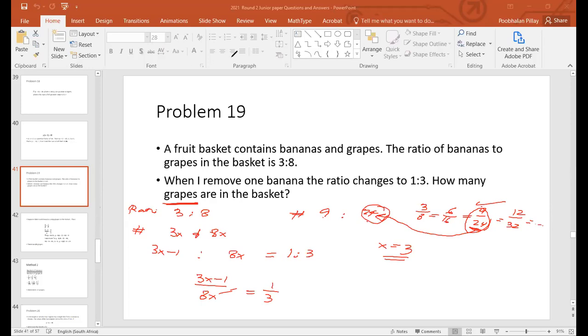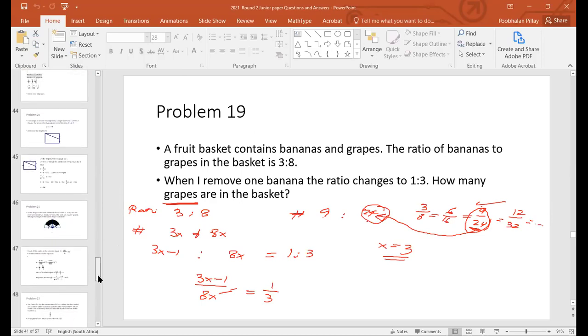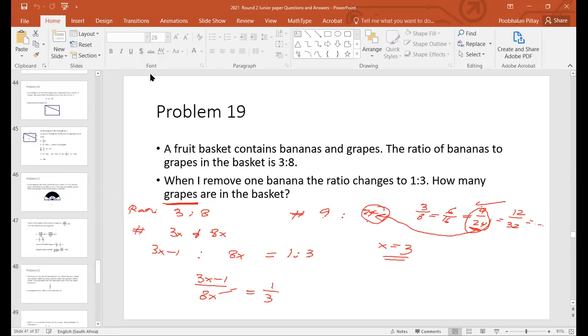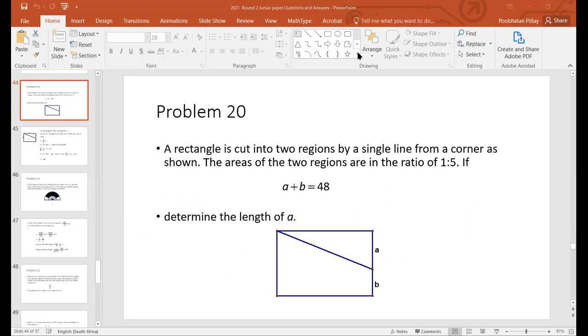Okay. So that's problem number 19. Let's get on to problem number 20. Okay, a rectangle is cut into 2 regions by a single line from one corner to the other, as shown. The areas of the 2 rectangles are in the ratio 1 is to 5.